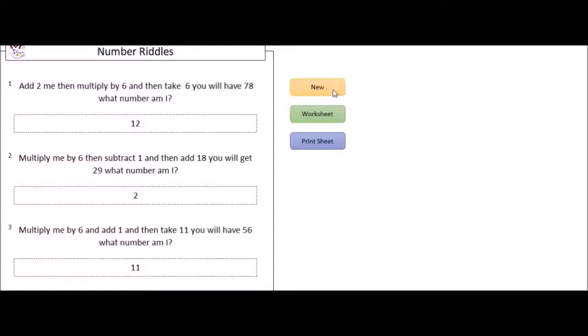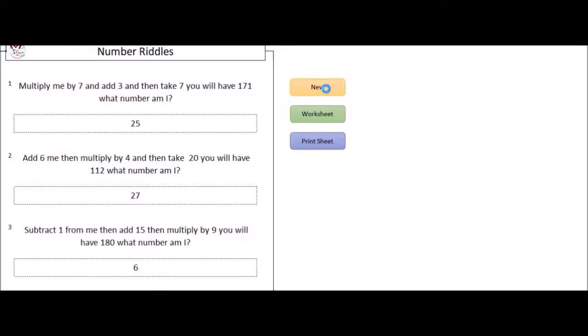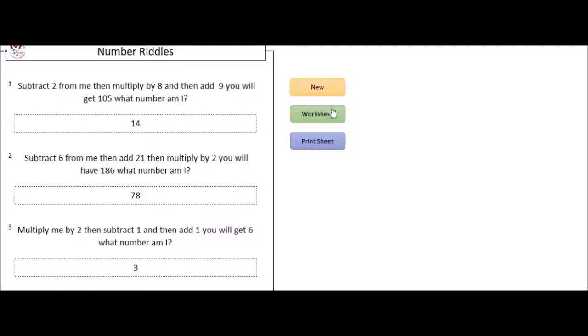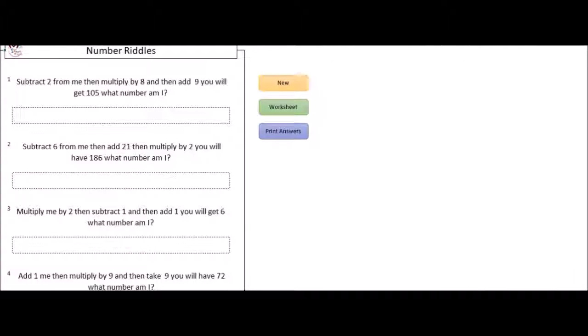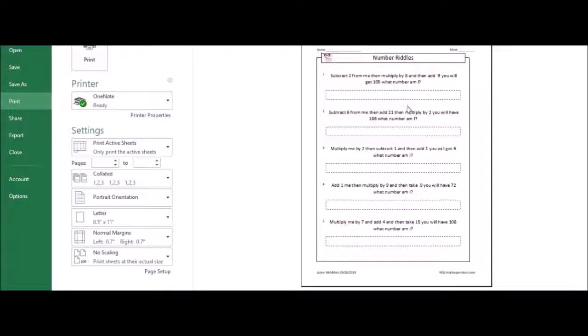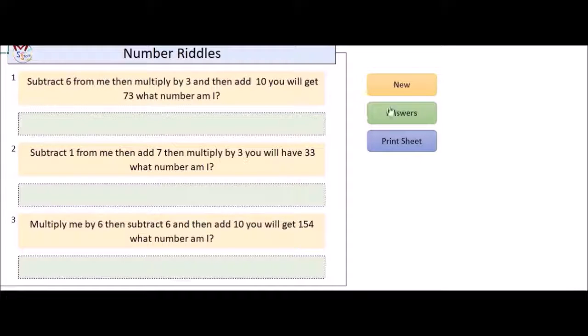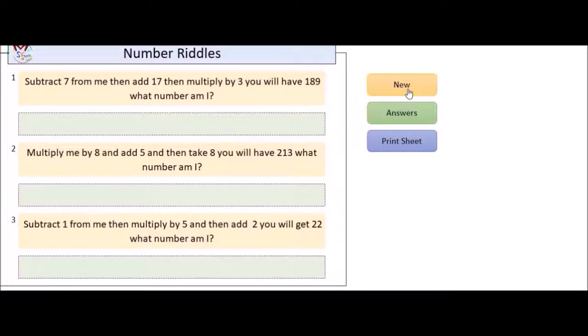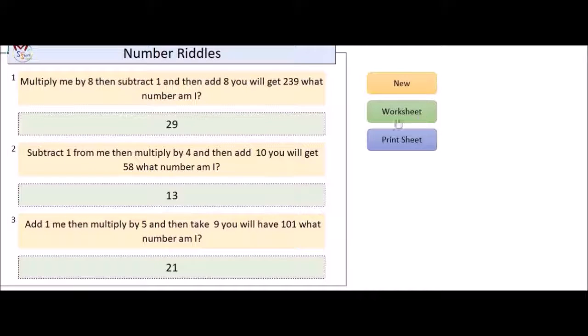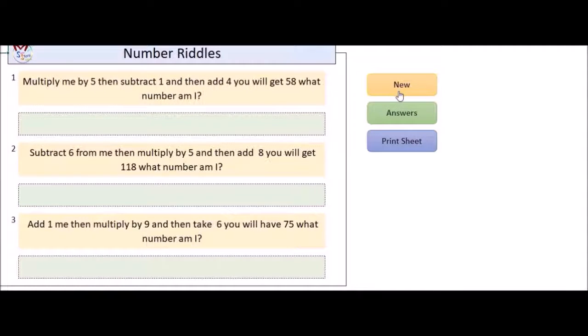Here's a number riddles file. Again, if you press new, it generates new number riddles. We can go to the print sheet, and the print sheet is formatted in a nice way. If we go to the worksheet, it's always for working on the board, so these can be on the whiteboard. It will fit automatically to the size of your whiteboard or the computer screen you're using. Press new and it will generate new number riddles. Go to answers and the answers are always there, and you can have as many of these as you want.